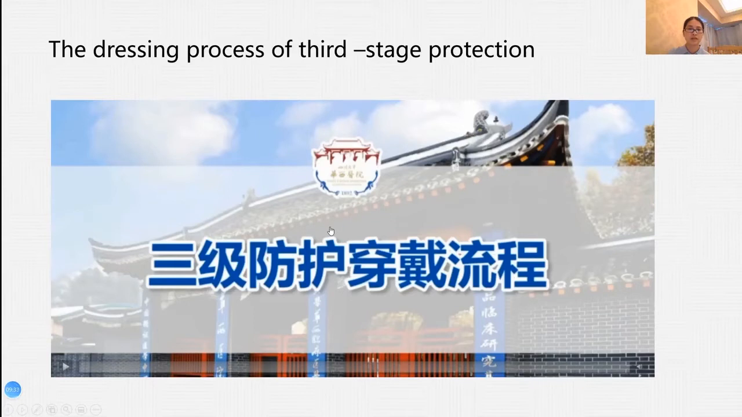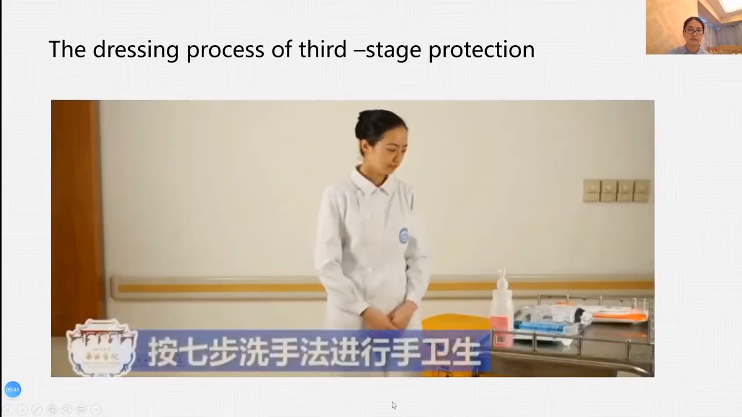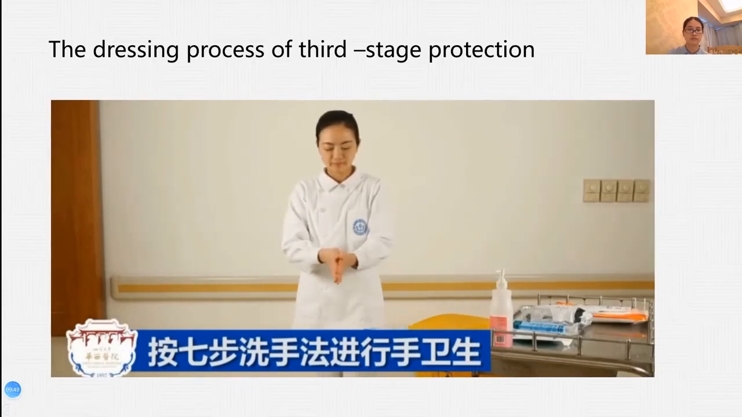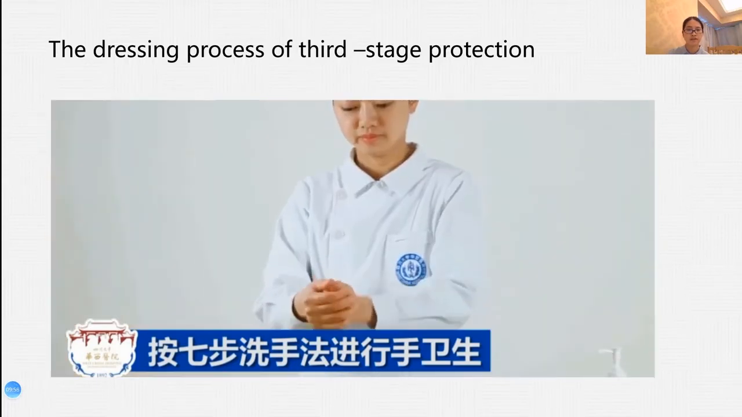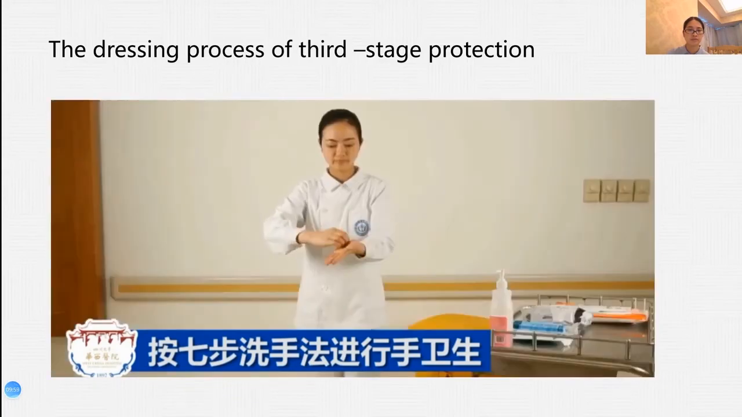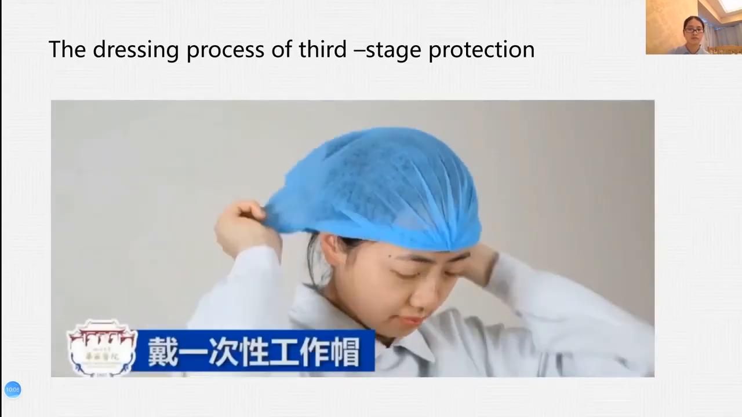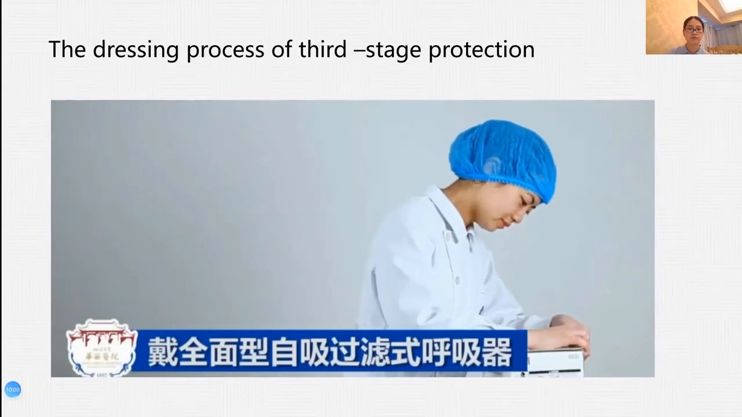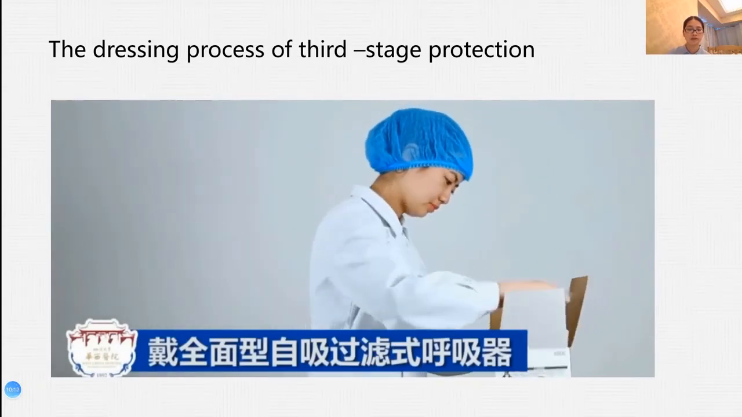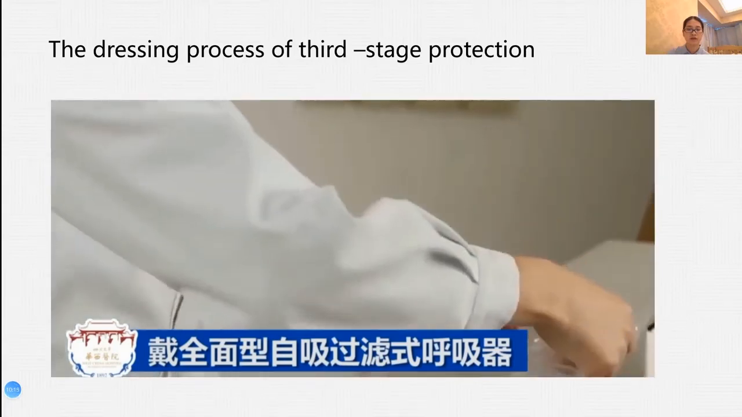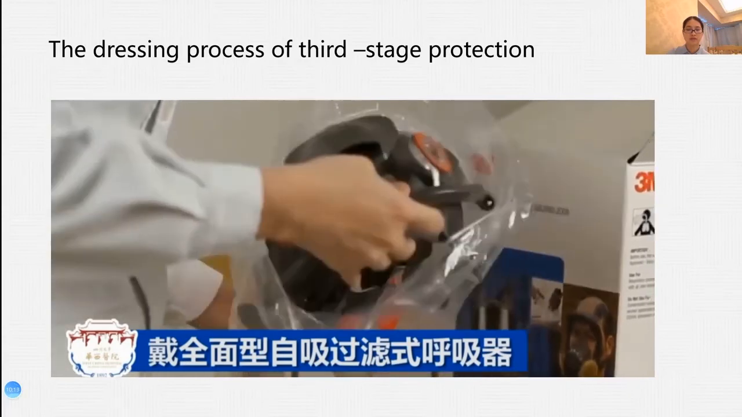Here, let us see the dressing process of the 3rd stage protection. First, we should do the hand hygiene by the 7 steps. Wear working cap, and then wear comprehensive self-priming filter type respirator.